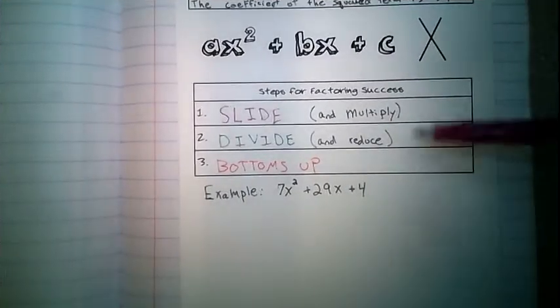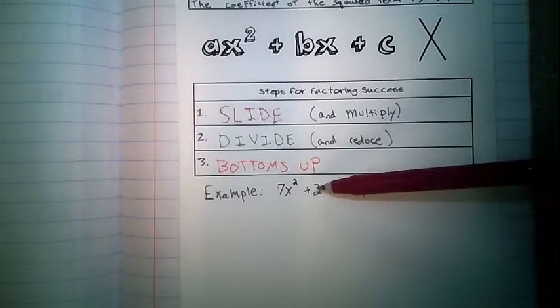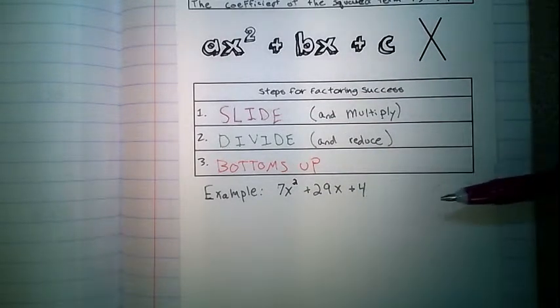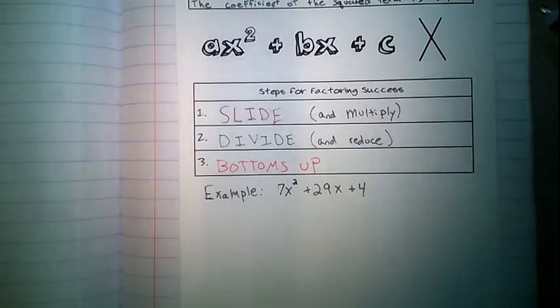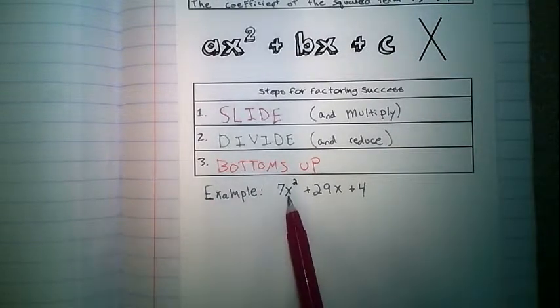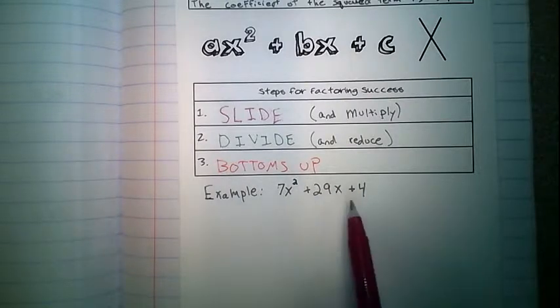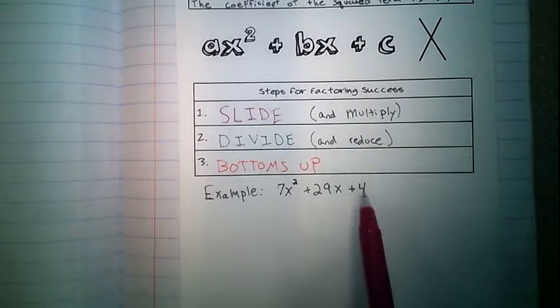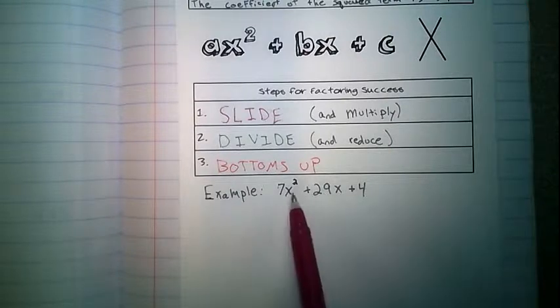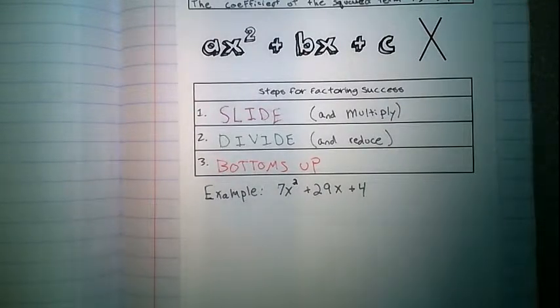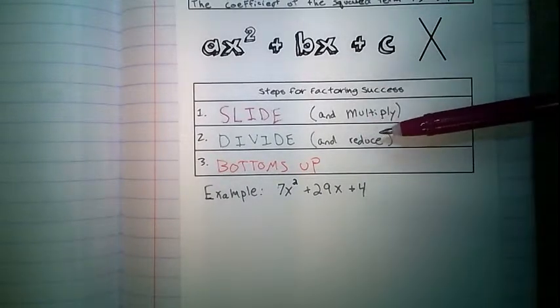In our example, factoring 7x² plus 29x plus 4, we're going to use these steps. We're first going to see if we can take out a greatest common factor. So we look at the x's. This is squared, x to the first, and 0. So I can't take out any x's. Can I take out a number? 4, 29, 7. These are prime numbers, so that's not going to work. So I don't have a greatest common factor, which means I can go right into this method.